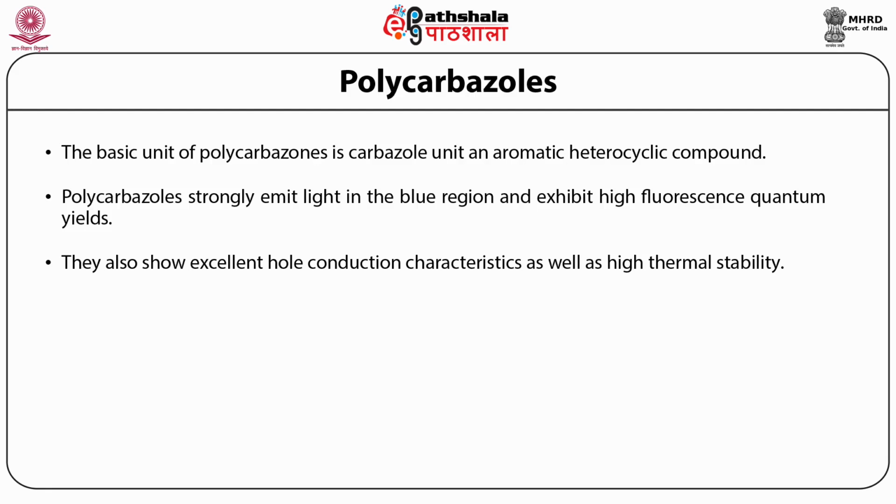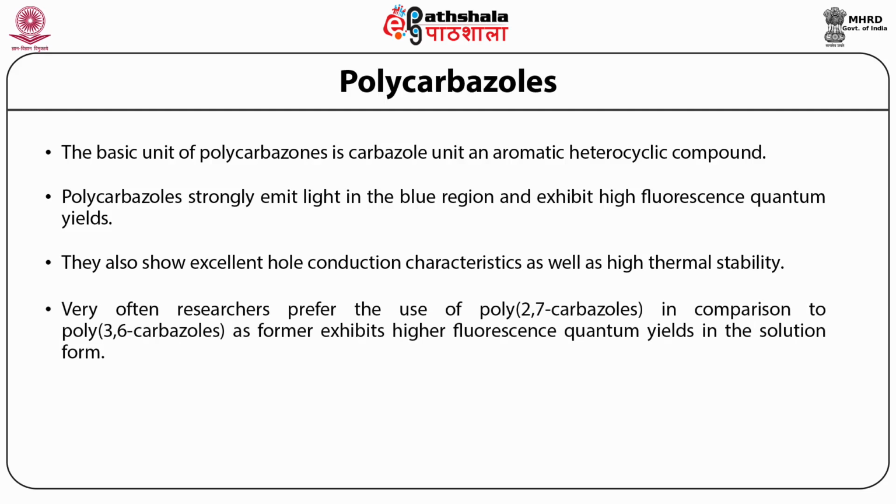Their energy levels can be well aligned with that of ITO, making hole injection easier, governed by the nature of substitution and whether it is 3,6 or 2,7 type. Very often, researchers prefer the use of poly-2,7-carbazoles in comparison to 3,6-carbazoles, as the former exhibits high fluorescence quantum yields in the solution form. The poly-2,7-carbazole also exhibits extended conjugation over several monomer units, which is an outcome of the rigid polypyrrole motif connected via nitrogen atoms.